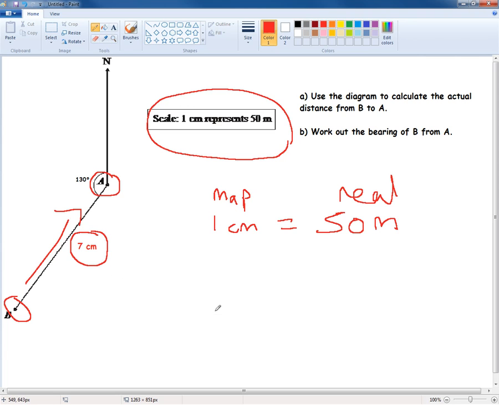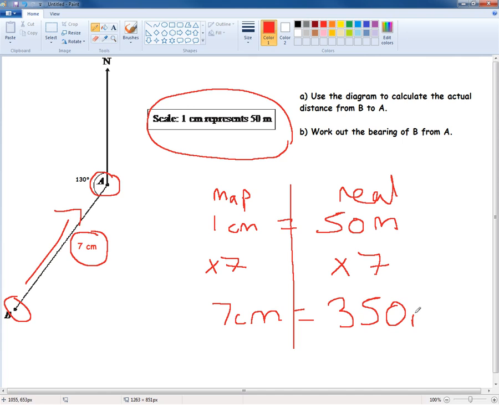So we want to get from 1 to 7 centimeters. How do we get from 1 to 7? Well, that's straightforward. We just multiply by 7. 1 times 7 equals 7. Now it would be awfully rude not to do to this side what we've just done to this side. So we've multiplied this side by 7 to get our 7 centimeters. We must also now do the same to this side. If we multiply this side by 7, 50 times 7 gives me 350.